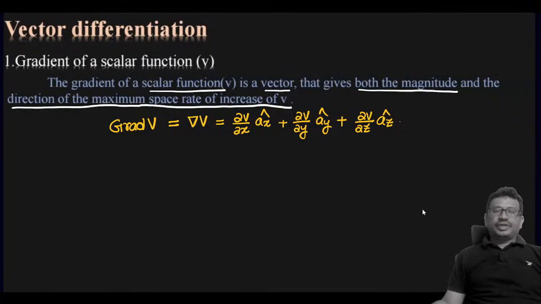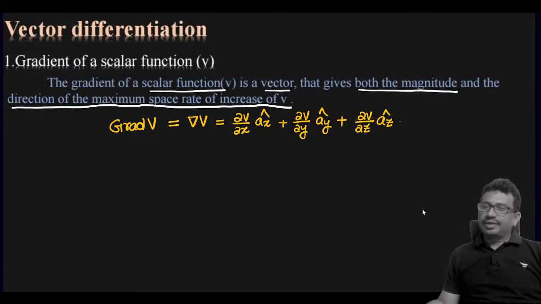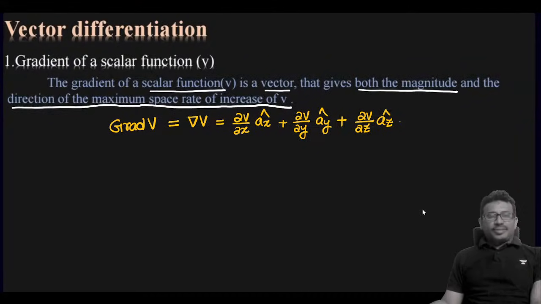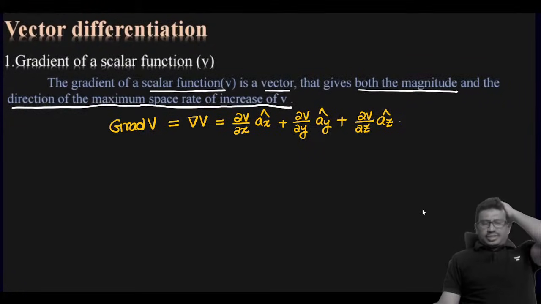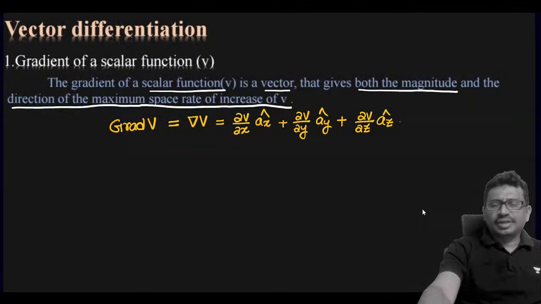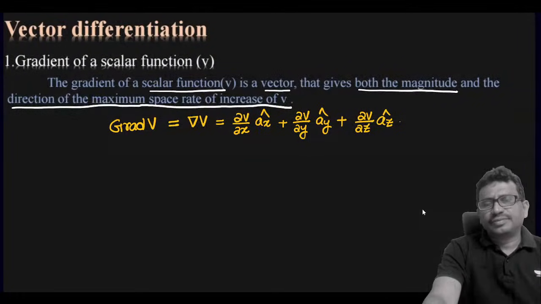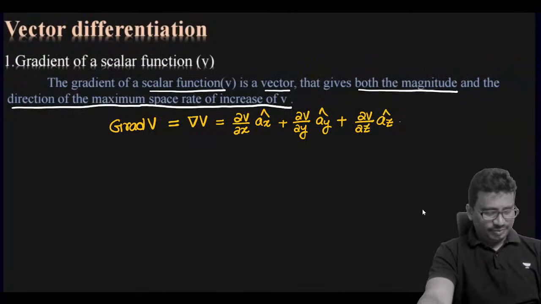This is the variation of the physical phenomena with respect to space parameters, which is called the gradient operation. Okay, this is the gradient we have seen in the Cartesian system. This is the Cartesian system now, right?